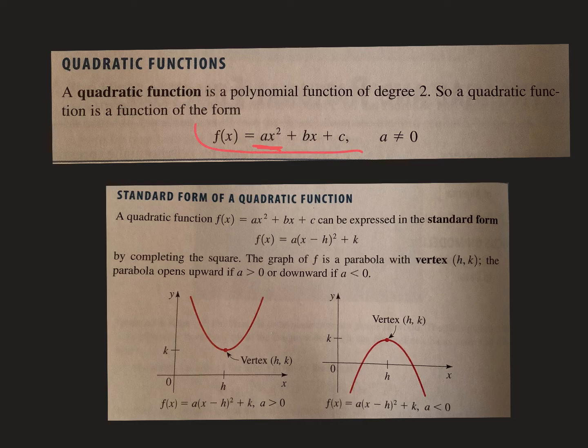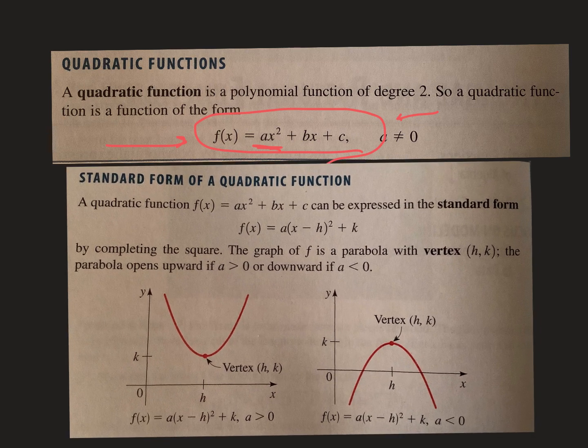This is called standard form. Well, it's quadratic form of a function, not standard form. Some books do call it standard form. Your book is going to call that quadratic form, which is completely okay. Standard form, now they're calling it standard form, looks like this right here, where you have a times (x minus h) squared plus k. And what that form is, you can tell the vertex.